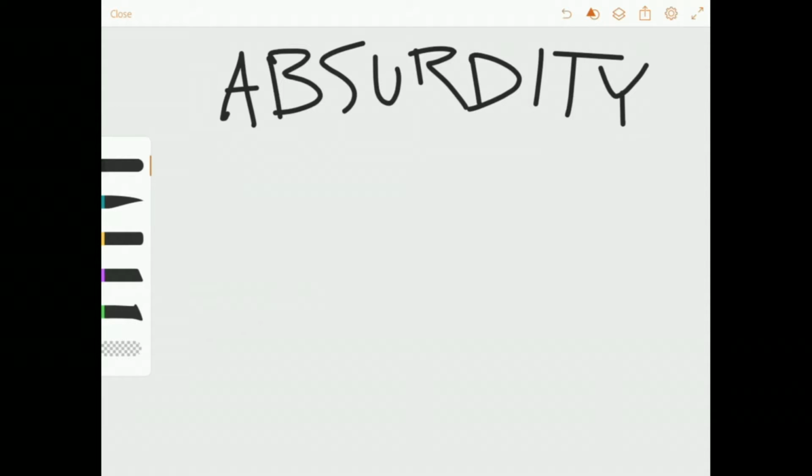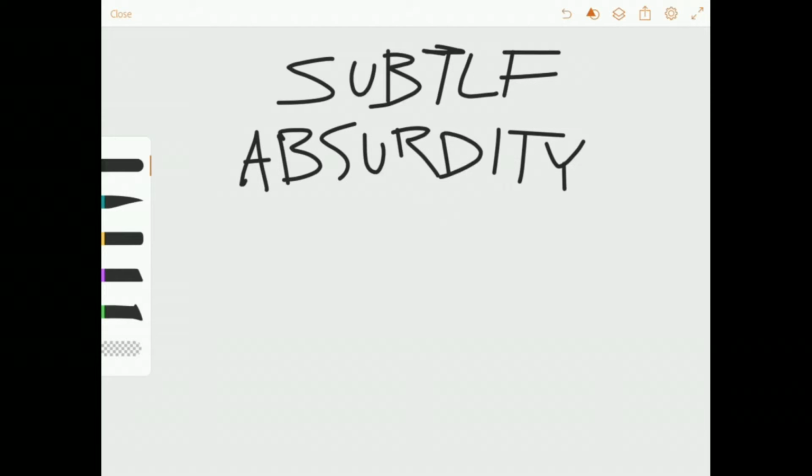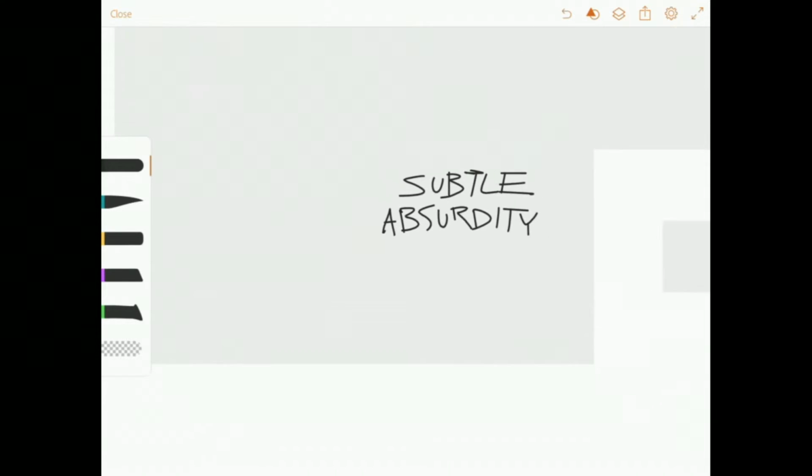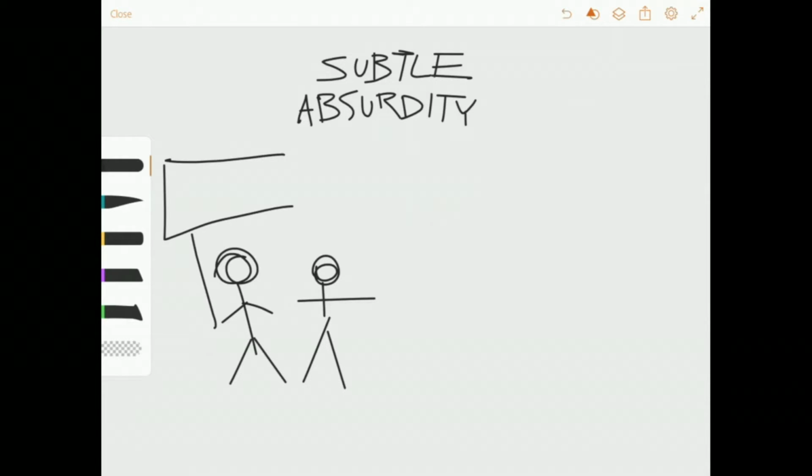Okay, this is maybe getting into the danger zone of comics, over-reliance on absurdity, but I think you can have a lot of fun with this if it's subtle absurdity. You don't want to risk being just spazzy and stupid, but I'm trying to think of a great example of this. So you have a person over here talking to a person over here, and he's got a sign that says, let's say, Trump, right?